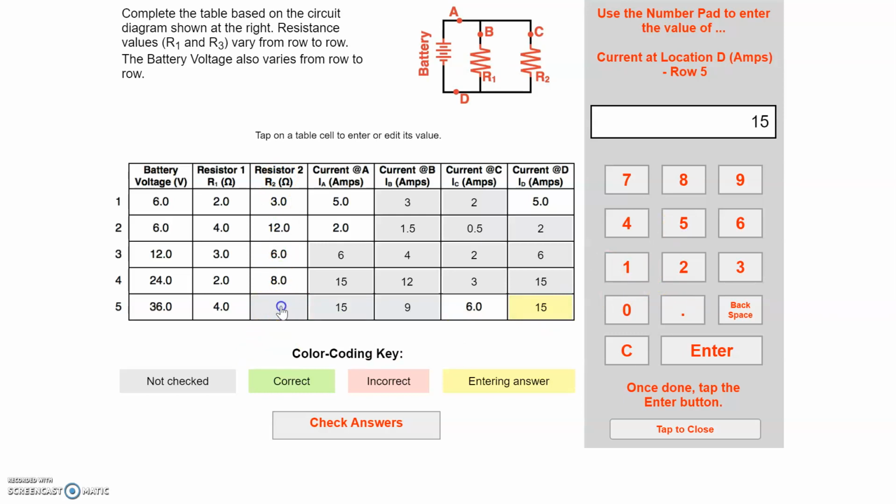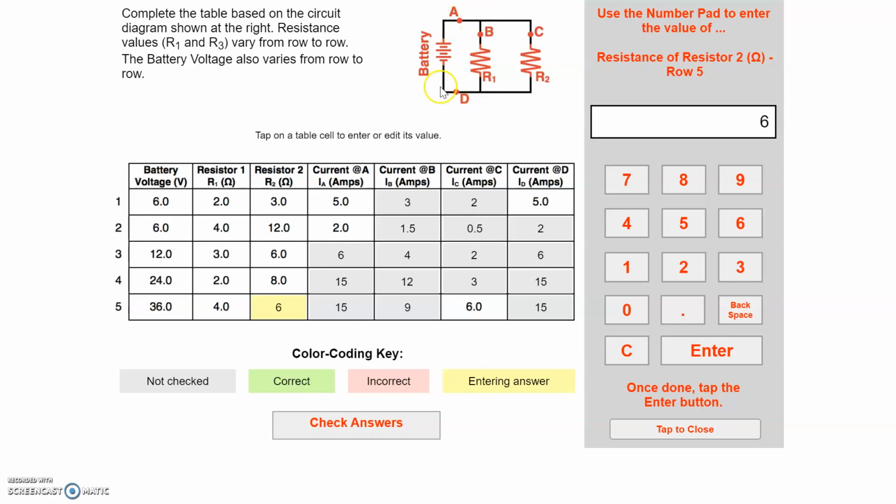But we do not know resistor 2. However, we know that the current going through it is 6. So if we take the voltage divided by the current, 36 divided by 6, that'll give us the resistance of 6 ohms. Okay? So just look at each branch.